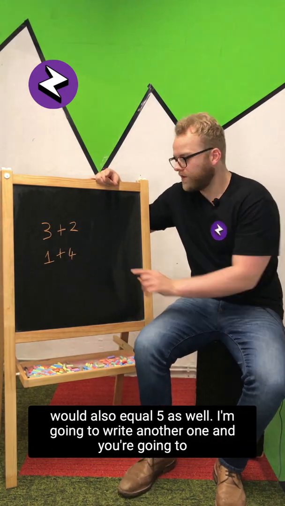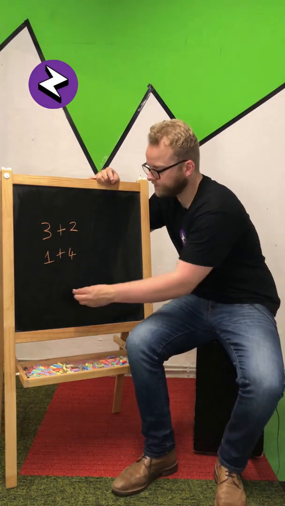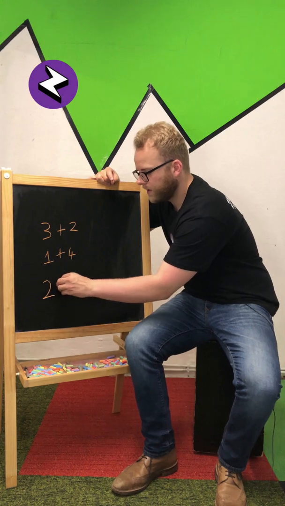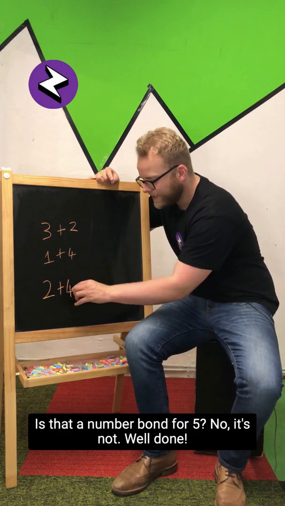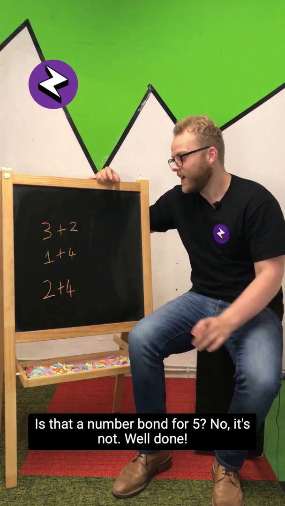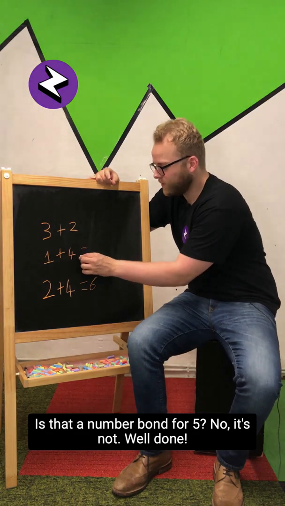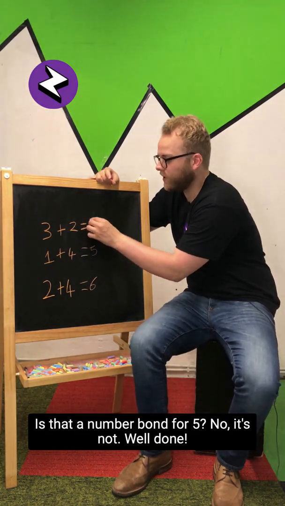So I'm going to write this one, and you're going to tell me if this is a number bond for 5. Okay? Is that a number bond for 5? No, it's not. Well done. Because that would equal 6. So it's not 5, is it? So this one equals 5 and this one equals 5.